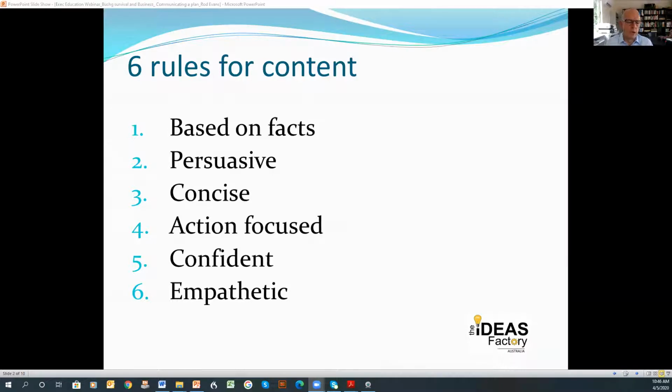And what I want to do now is show you a technique used by a number of bush survival people for communicating a strategic plan. I've given many of these orders myself. They work very, very effectively, and they certainly achieve those 6 objectives that I've set out for the content.